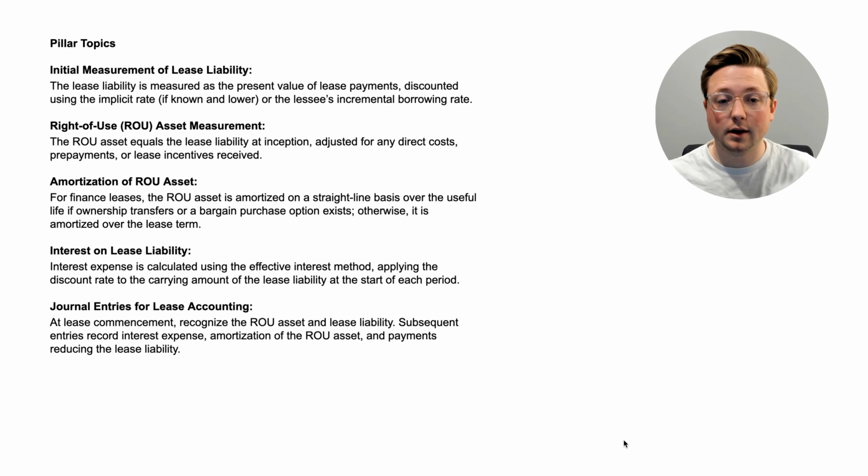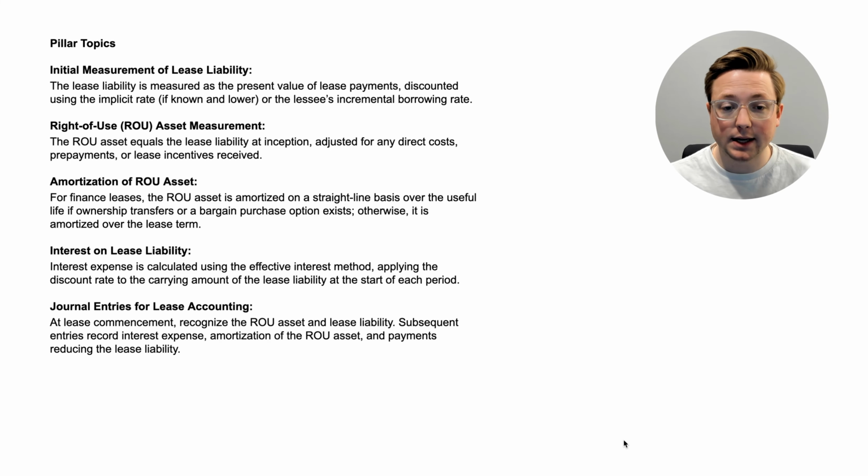The initial measurement of the lease liability, that's one of the first things we need to talk about. The lease liability is measured as the present value of lease payments discounted using the implicit rate, if known and lower, which typically you will see that, or the lessee's incremental borrowing rate. Rarely will you see it use the incremental borrowing rate, but you need to know that you only use the implicit rate if it's known, so if you're given the implicit rate, and if it's lower than the incremental borrowing rate, which frequently that will be the case, but you need to know that.